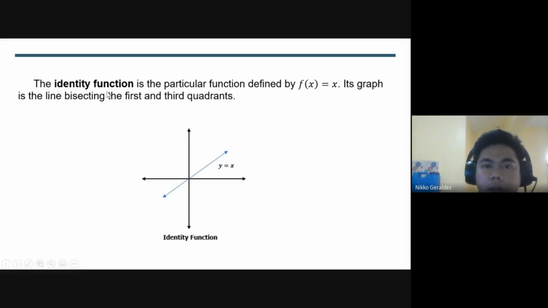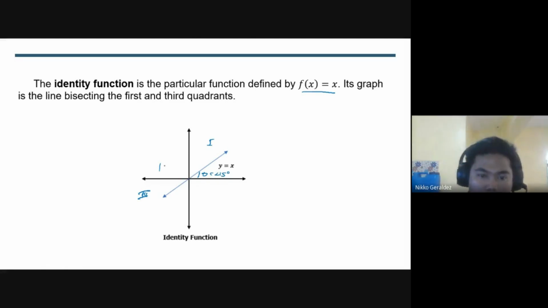Next, the identity function, defined by f of x equal to x. Its graph is the line bisecting the first and third quadrants. When we say bisect, it divides into two. If you measure the angle between the graph of the identity function and the x-axis, the angle theta is equal to 45 degrees. So that is the identity function.